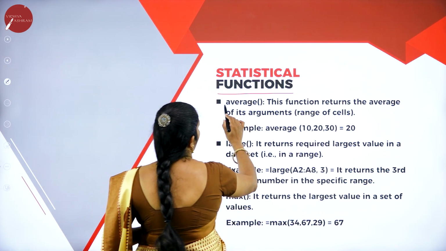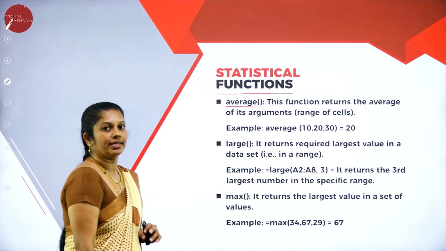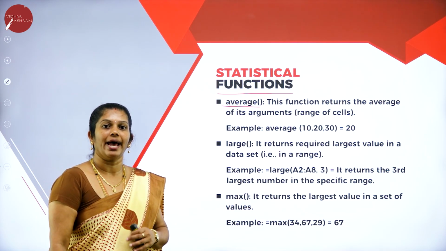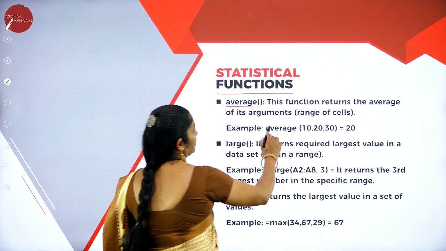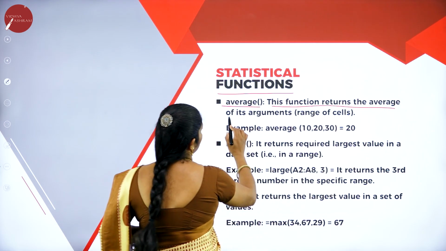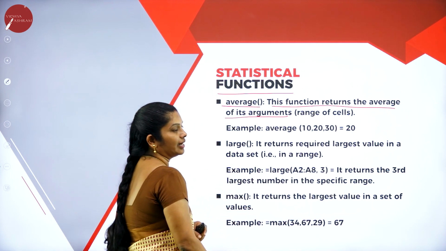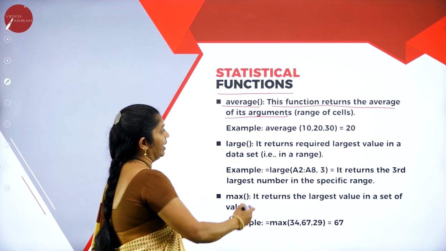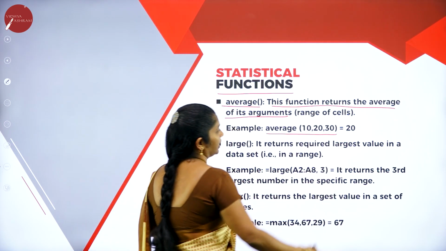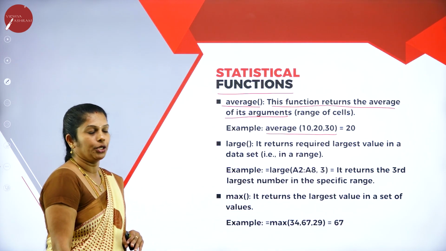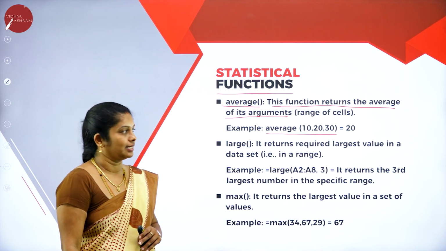Under that we have the average function. The average function helps to find the average of the numbers. This function returns the average of its arguments, that is, a range of cells. For example, average of 10, 20, 30, if I give that, then it will generate the average result.